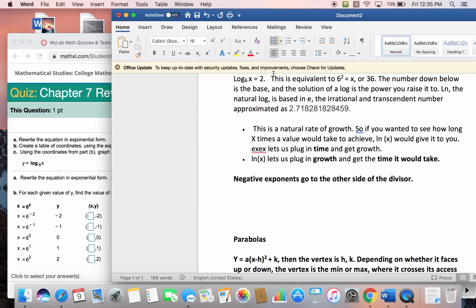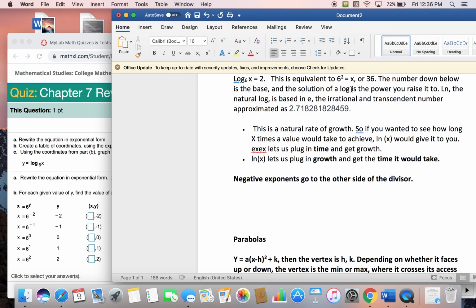So I have this more clearly over here. If you saw log base 6 of x equals 2, that means this 6 becomes the base, and then the answer is what you would be squaring it as. So 6 squared is 36. So if you saw log base 6 of 36, the answer would basically be what power of 6 would give you 36, and that would be 2, right? So the number down below is the base, and the solution of the log is the power that you raise it to.